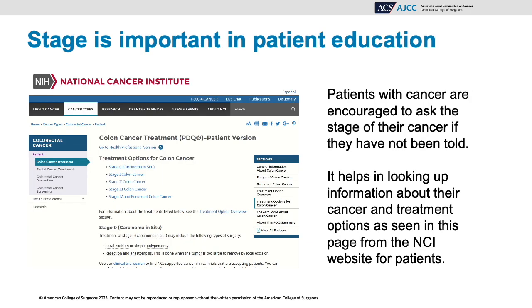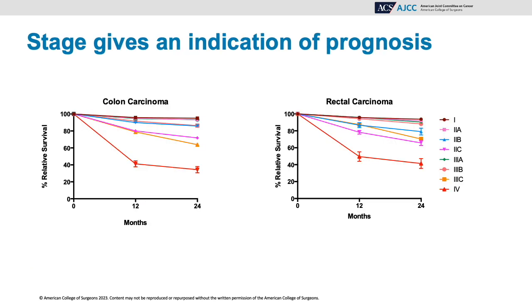Stage is also important in patient education. Our patients will go to the web and look up information about their cancer, such as at the NIH NCI site, where information is available based on their stage, and that's how they're going to find things. Stage, when done properly, is an indication of prognosis. So increasing stage is generally associated with worse outcome.